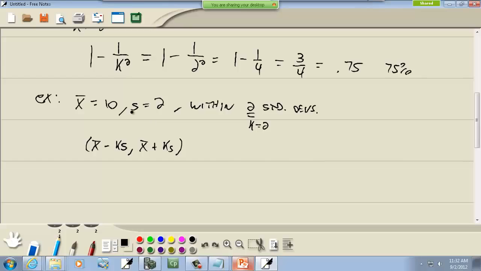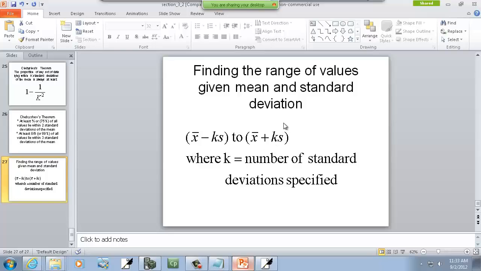Now you may have to use one var stats to get x bar and s, but x bar is 10 minus k, which is 2, times our sample standard deviation, which was 2, and x bar plus 2, oops, not x bar, 10 plus 2 times 2. 2 times 2 is 4, 10 minus 4 is 6, and then 2 times 2 here is 4, which gives us 14. So within 2 standard deviations, this is our range of values.